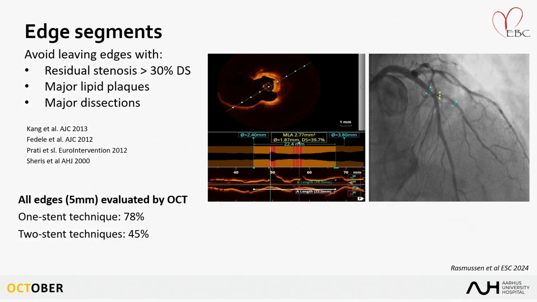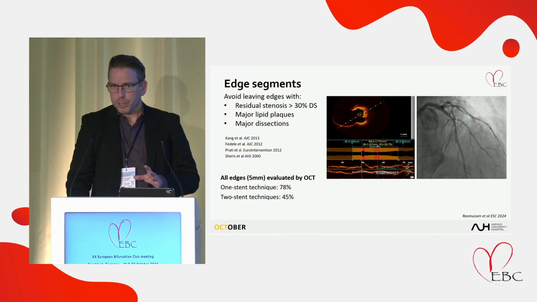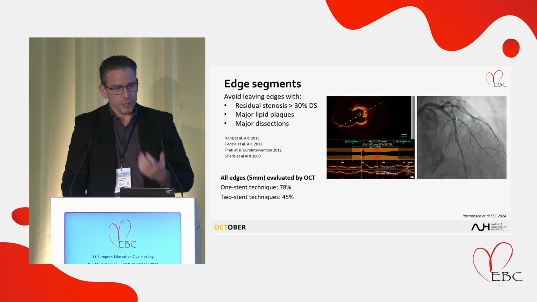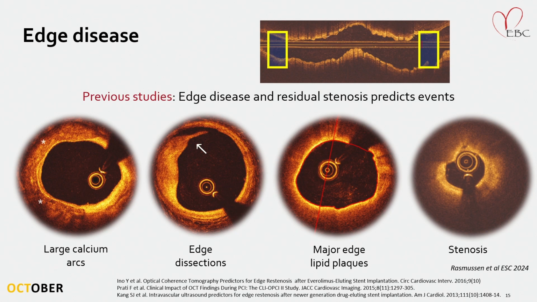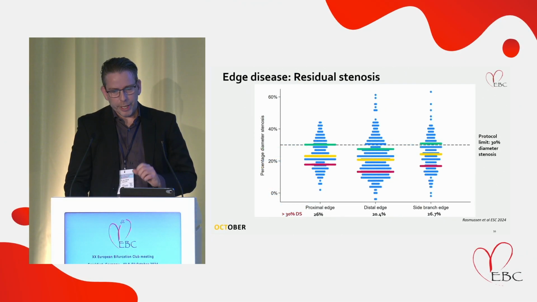So, edge segments. We saw in the Nordic bifurcation studies that roughly 40% of the events were related to edges. So we had a lot of focus in the training that the physician should avoid leaving edges with residual stenosis more than 30%, major lipid plaques, and major dissections. And that turned out to be quite effective. We had a sub-study presented here at ESC where we saw that it was still some fraction of cases, roughly 25% of cases, where there was more than 30% residual stenosis in the edges.